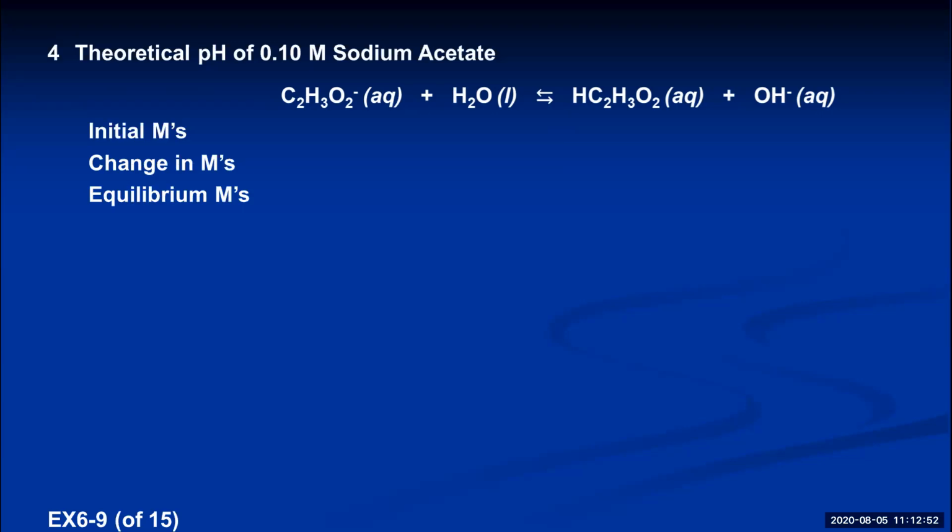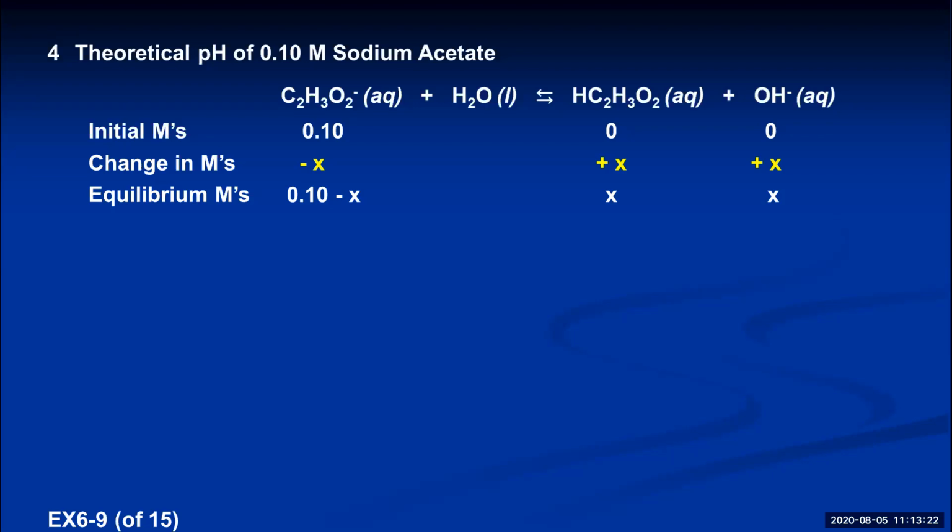Our solution initially is 0.10 molar in acetate ions, and we'll assume there are no products yet if the reaction hasn't occurred. And because it's a weak base, all of it doesn't react away. Some unknown amount reacts away, X, and it'll form X molarity of acetic acid molecules and X molarity of hydroxide ions. The equilibrium molarities will be 0.10 minus X, X and X, and those equilibrium molarities are related to the constant for this reaction called the Kb.